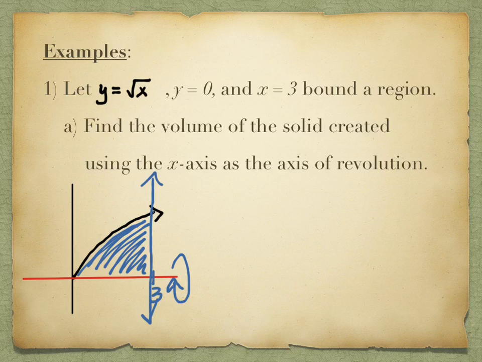So when we're using the disk method, and in a moment when we're using the washer method, we're always drawing representative rectangles perpendicular to where we're rotating around. So since I'm rotating this around the x-axis, we're going to draw a representative rectangle that's going to be a vertical rectangle. Let me try this.